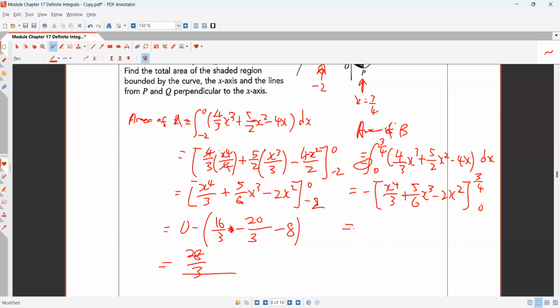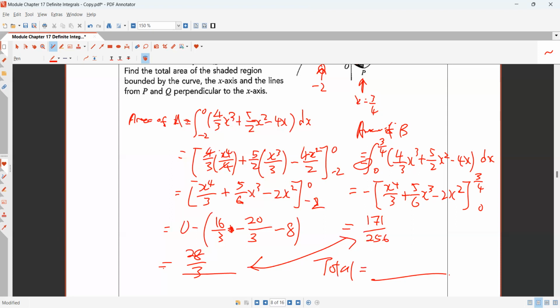What is example 3, question 1? 171 over 256. Huh? 171 over 256. Yes, 171 over 256. Then these two total, that will be your final answer. Yeah, this one plus this one, then you will get the total area of the whole thing.